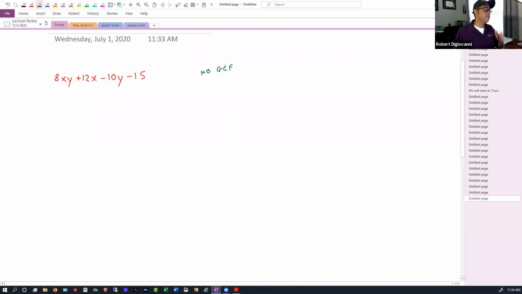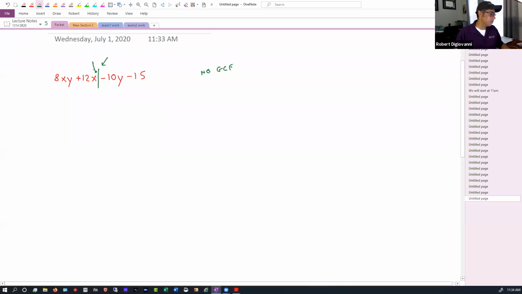So now we count the terms, and we have 4 terms. If we have 4 terms, we're going to split it in half. Notice where I split it: right after the x on the 12x, before that subtraction symbol. That's important. You place it right after that second term.